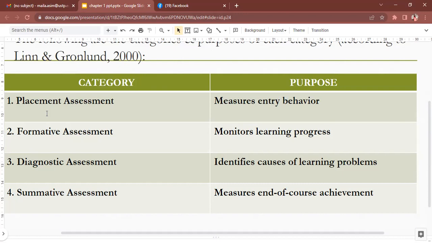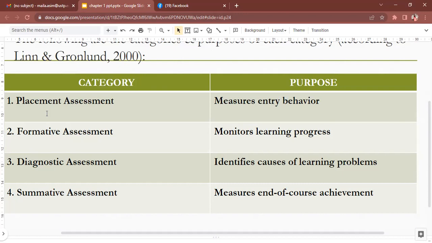Whereas formative assessment is to monitor the learning progress of a student. For example, after a module, when I give an activity or a quiz, that can be considered formative assessment. Next is diagnostic, from the word diagnose. Diagnostic assessment is to identify the different causes of learning problems. So if the causes of a student's learning problems are identified, it is time for us to think of another assessment tool to address those learning problems and solve them.